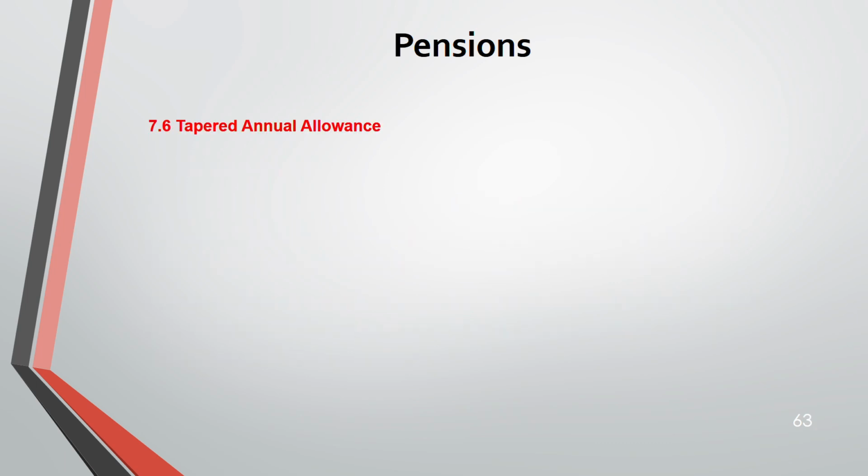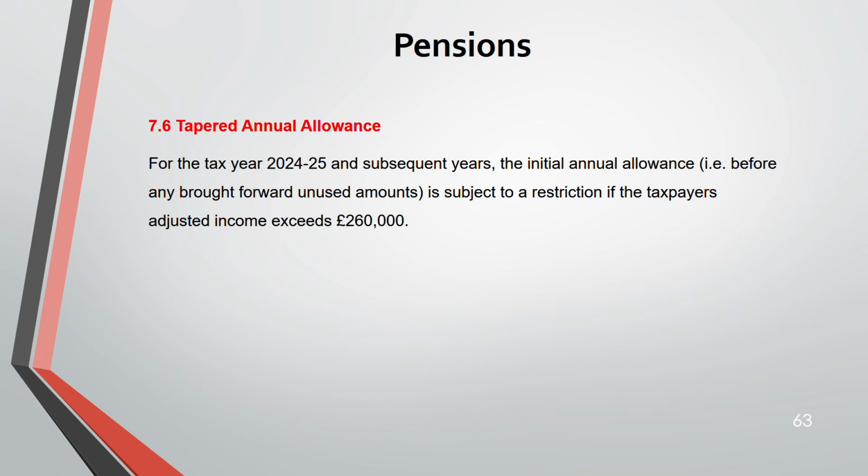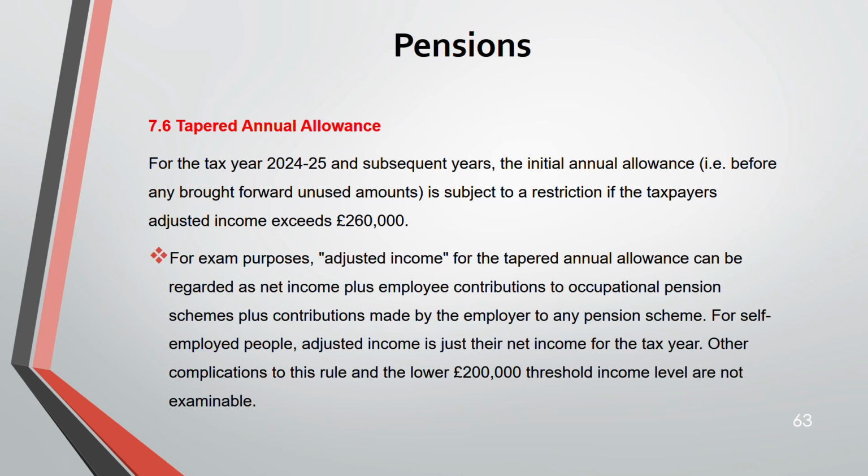Tapered annual allowance. This is something new. So for the year 24-25 and later years, the initial annual allowance, before you bring forward any unused allowance, is subject to a restriction, tapered, if the taxpayer's adjusted income exceeds 260,000. This is something you need to remember.